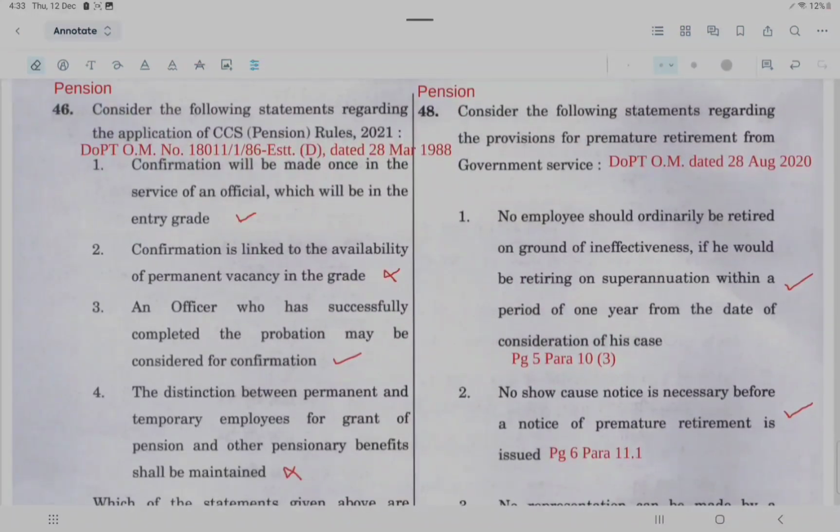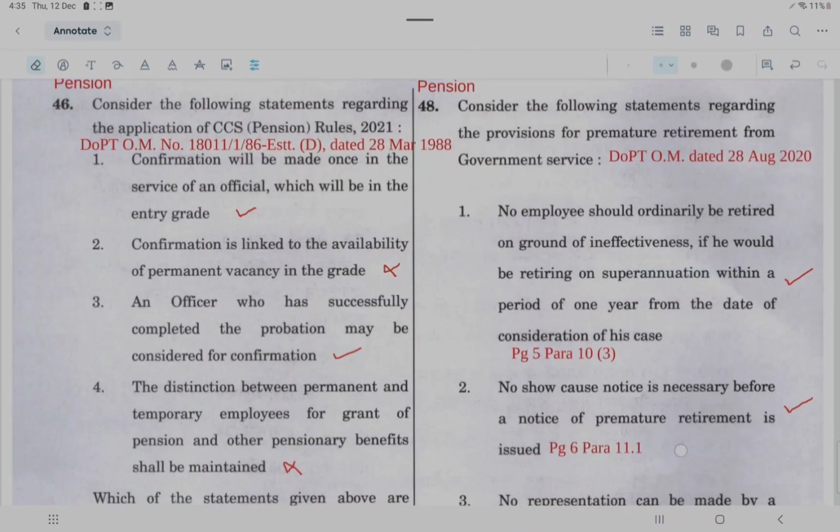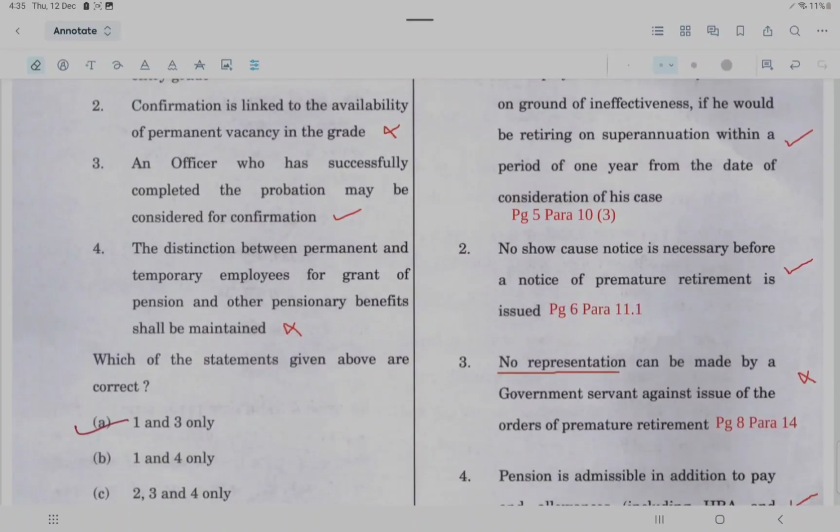Question 48 is again on pension. Consider the following statements regarding the provisions for premature retirement from government service. Again DOPT OM dated 28 August 2020 को रेफर करेंगे हम. Premature retirement from government service. So statement 1 says no employee should ordinarily be retired on ground of ineffectiveness if he would be retiring on superannuation within a period of 1 year from the date of consideration of his case. That is true.